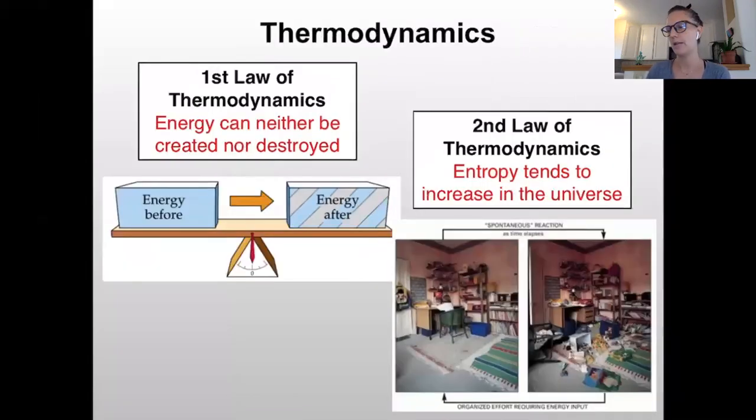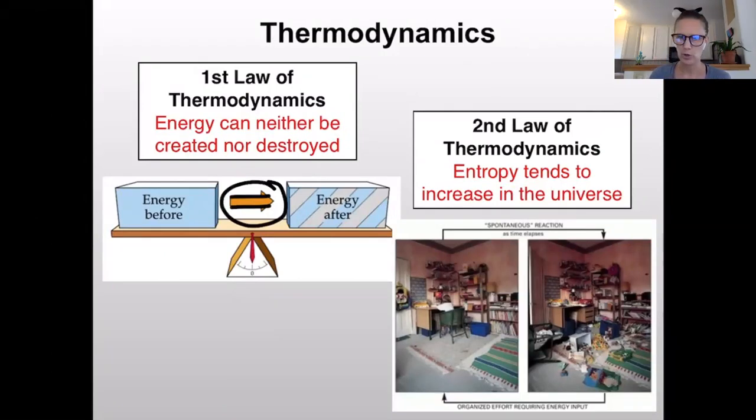So to truly understand energy, we have to understand the first two laws of thermodynamics, which I think you learned in physics a little while ago, but let's review. The first law of thermodynamics is that energy can neither be created nor destroyed. So energy before and energy after are always going to be equal, right? Before and after a reaction, the amount of energy is the same, right? Energy can neither be destroyed nor created.